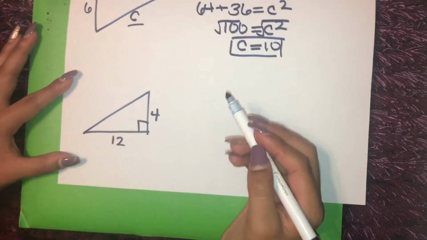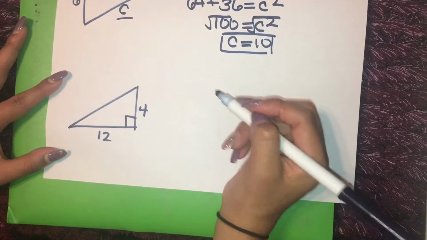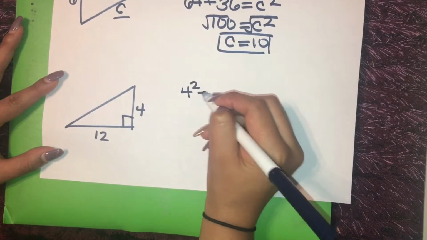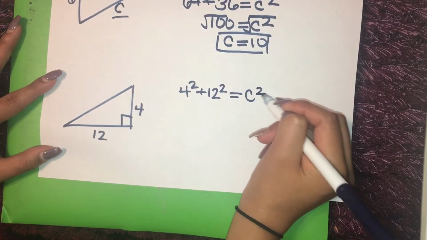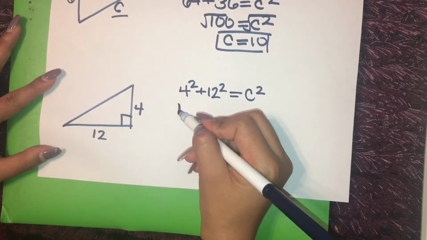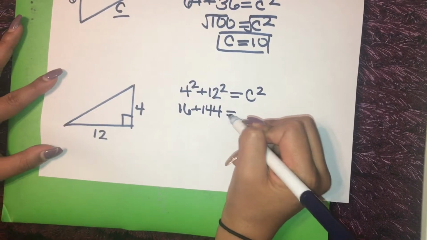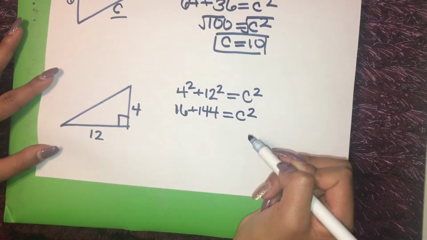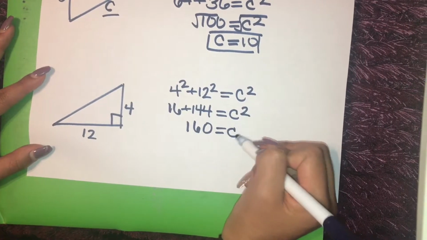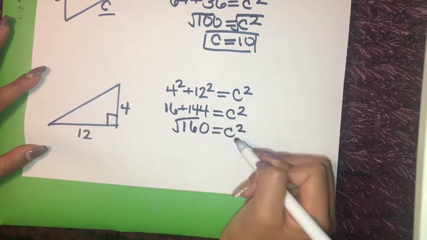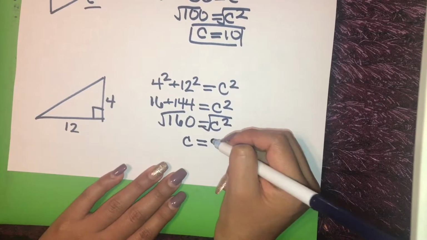Our next one is 12 and 4, again as our a and b. So this will be 4 squared plus 12 squared equals c squared once again. 4 squared is 16 plus 12 squared 144 equals c squared. Again, you would add the a and b, making it 160 equals c squared. Root the two sides and you get c equals 4 radical 10.